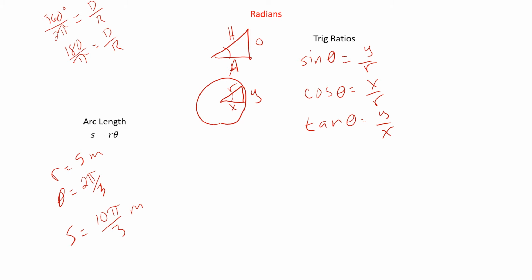Our other 3 are the inverses. So we had sine, we also have cosecant of theta. It's just going to be r over y. Cosine gives us a secant of theta. It's r over x. And tangent, it's going to be a cotangent of theta, which is x over y. And so those are just the reciprocals of the three trig ratios.